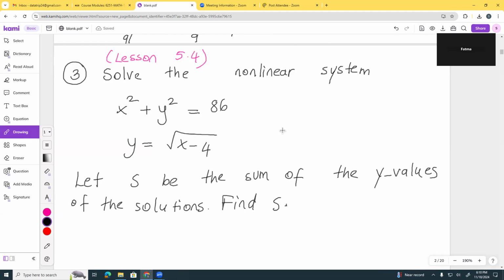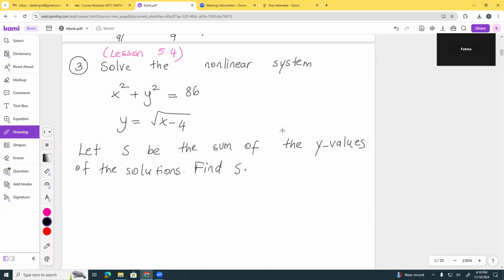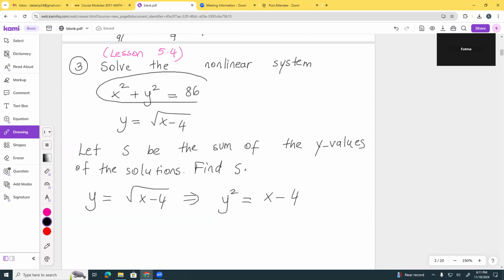Okay, now who can help me how to solve this system? What am I going to do first? Very good job. We just did this last week. Since y is given as square root of x minus 4, but we need y squared in the first equation, we're going to square both sides. When I square both sides here, y becomes y squared, and when we square the right side, what do we get? Good job. The radical disappears, we just get x minus 4, right? Now the other equation is given as this.